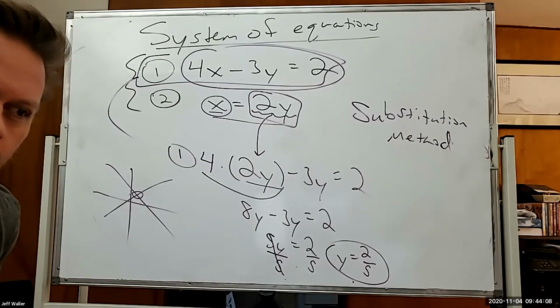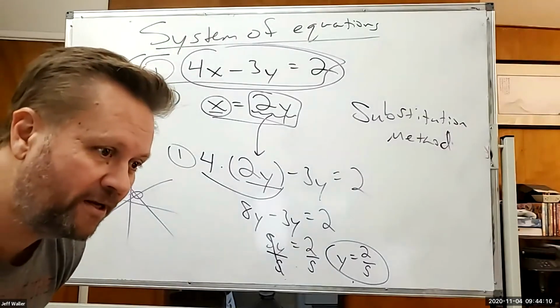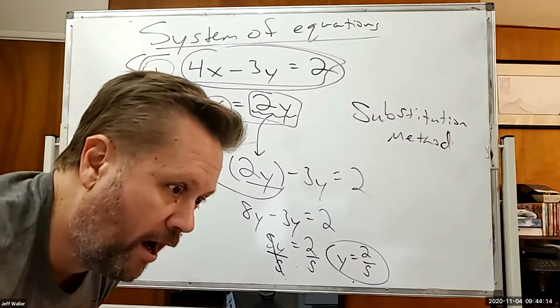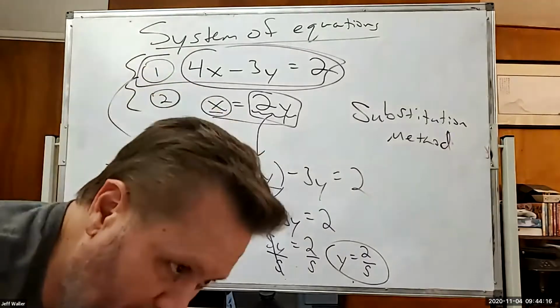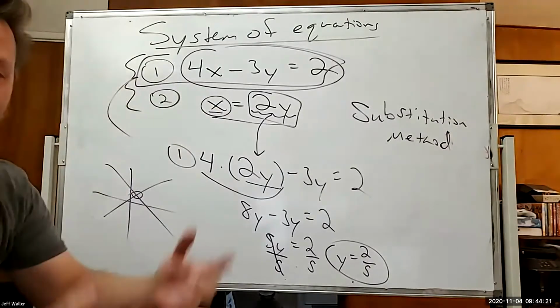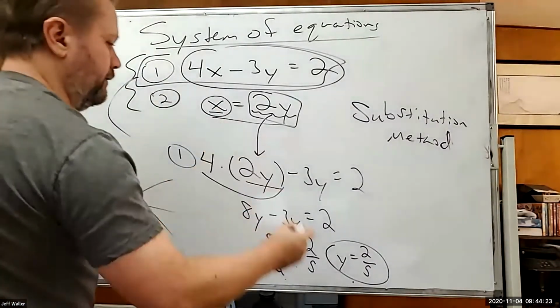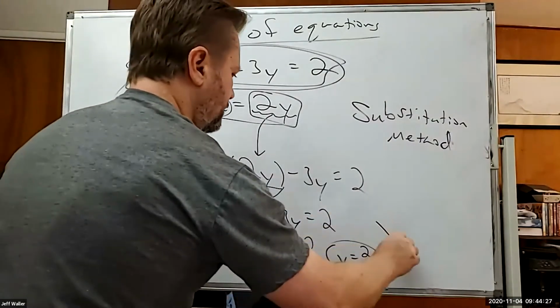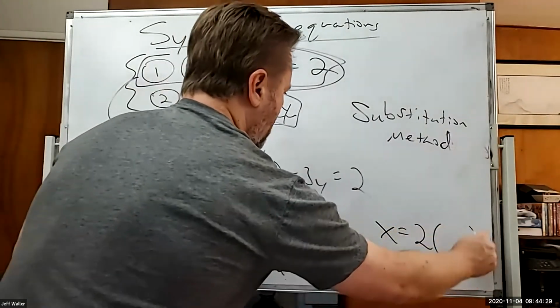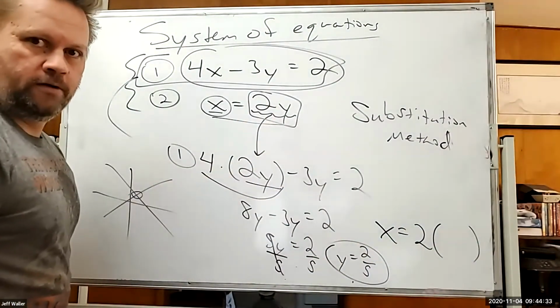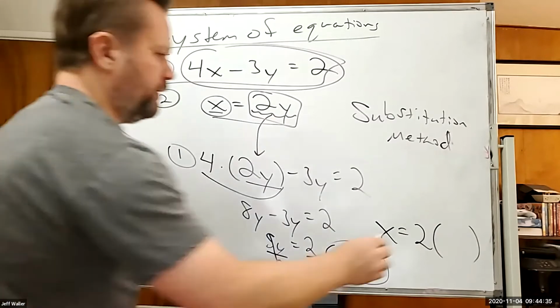No, because how many variables are there? 2. And how many do I know right now? 1. Okay, so how do I figure out what x is? Well, x is twice y. And what's y? 2/5. There you go.